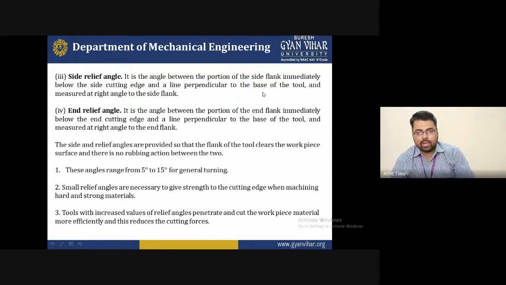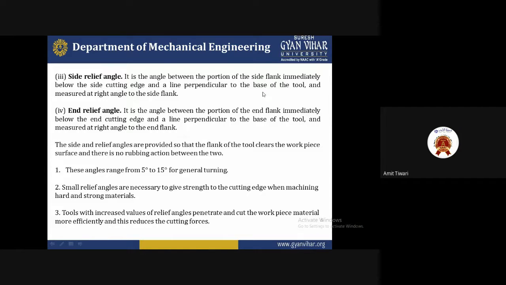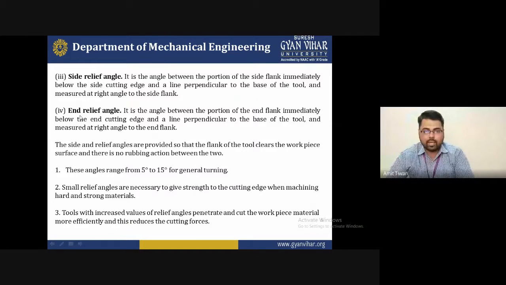The fourth one is the end relief angle. It is the angle between the portion of the end flank immediately below the end cutting edge and a line perpendicular to the base of the tool, measured at a right angle to the end flank. The definitions of the side relief angle and the end relief angle are the same, but there is some difference in where the flank is used.